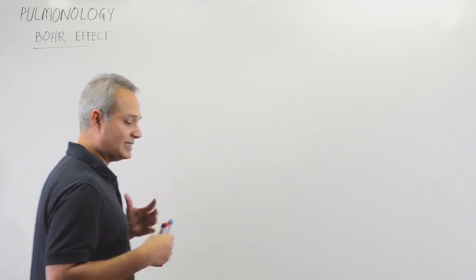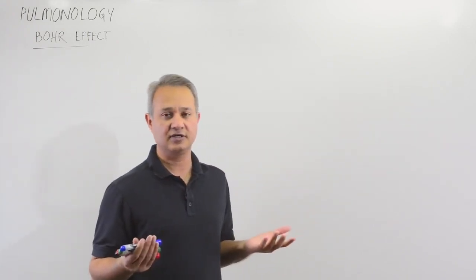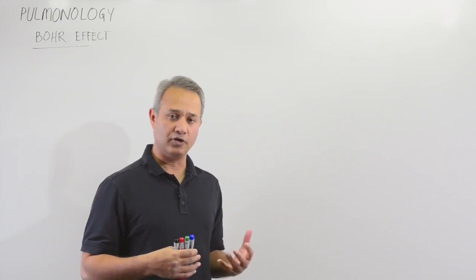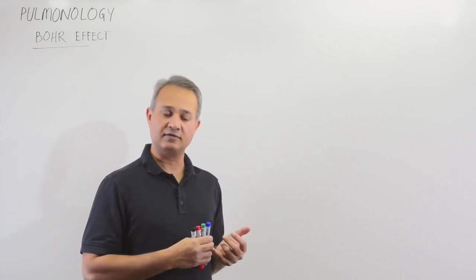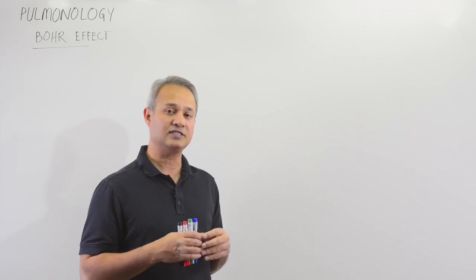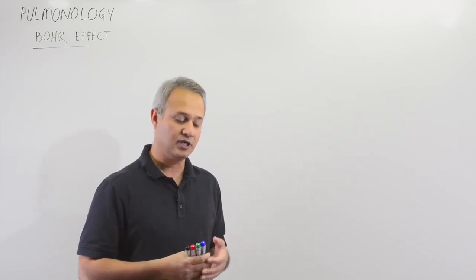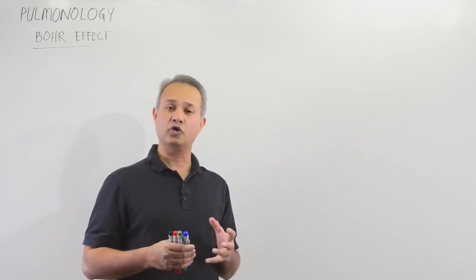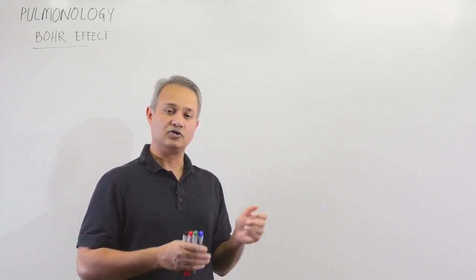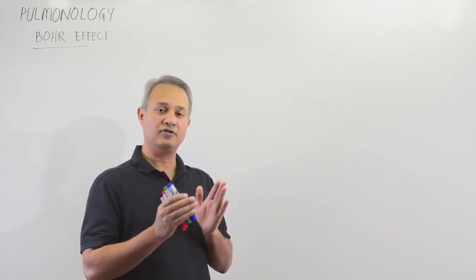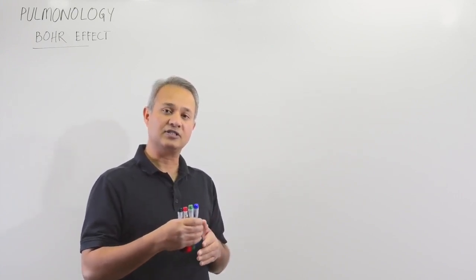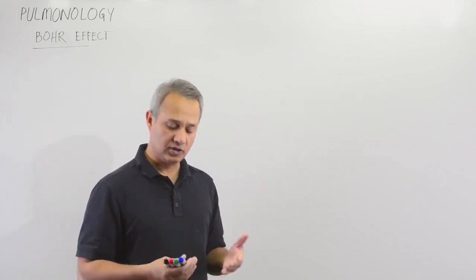What is the Bohr effect? The definition of the Bohr effect: it was a phenomenon that was observed and documented by Bohr. He observed that whenever there is an acidic environment or high carbon dioxide pressure, that causes hemoglobin to release oxygen. So there is a right shift of the oxygen dissociation curve when carbon dioxide pressure is higher. So let's look at that.